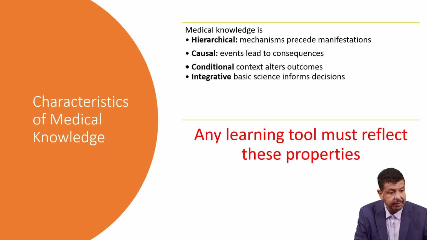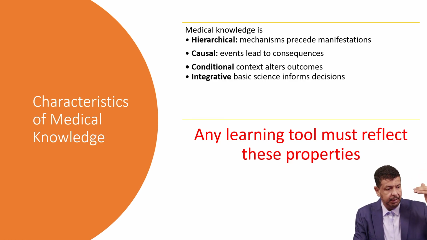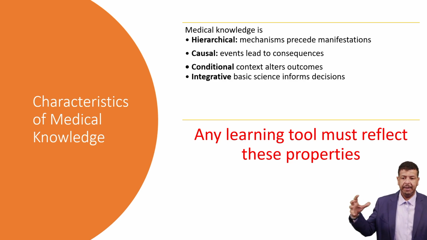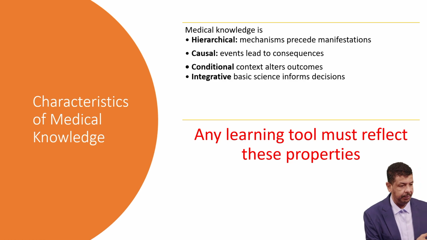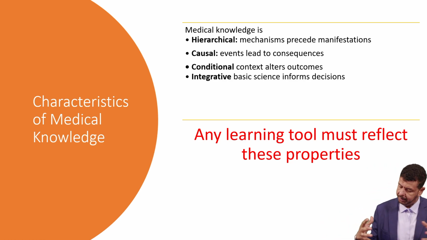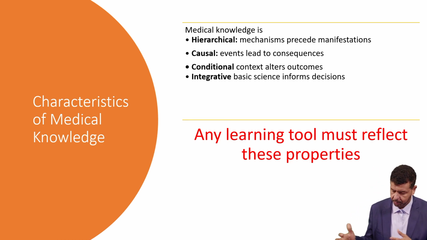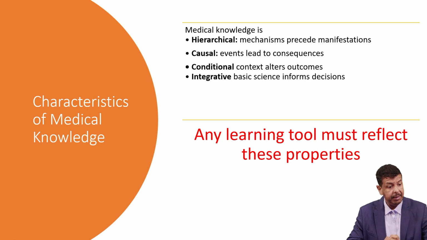Medical knowledge is hierarchical. There is a mechanism, and this mechanism leads to the manifestation of the disease. There is a causal relationship in medical knowledge, so these events should lead to this consequence. And we should know this causal relationship so that we can prescribe the right medication, stop the progress of the disease, and so on.